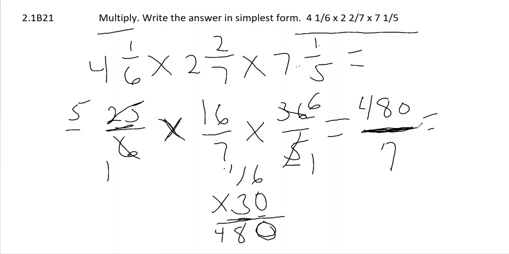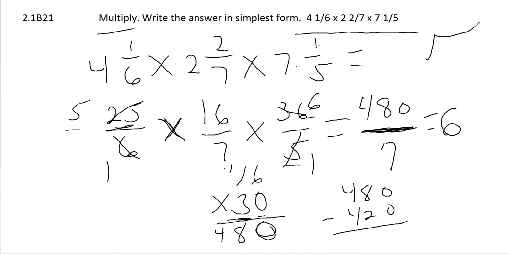7 times 7 is 49. 7 times 6 is 42. So that would be 480 minus 420. If it works better for you, you can write this as a standard algorithm and write 480 here and 7 here. So let's just do that. 6 times 7 is 42. Let's subtract: 8, 7, 6, 0.